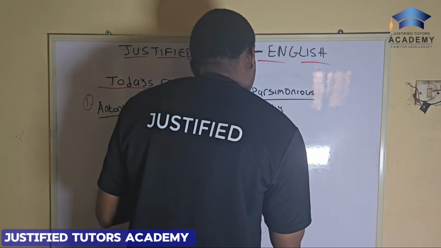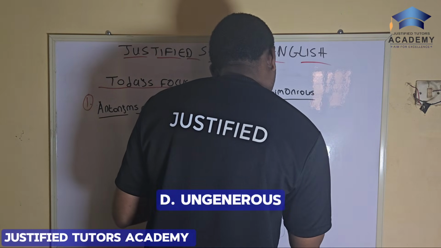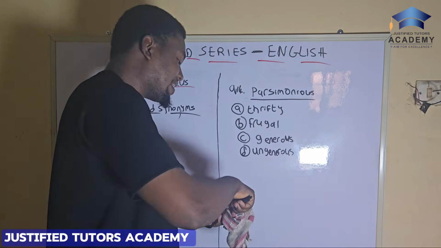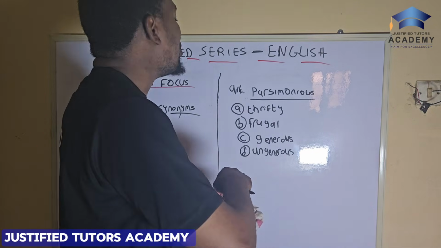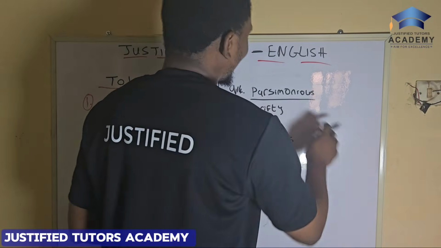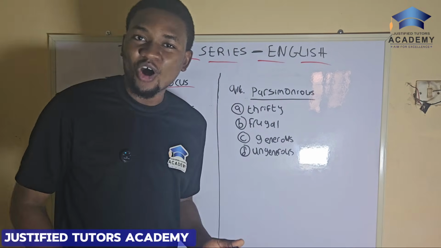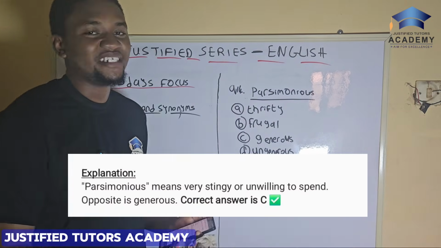Is it D, ungenerous? Now, the answer to the question, how you get it, is by knowing the meaning of parsimonious. Parsimonious means unwilling to spend.